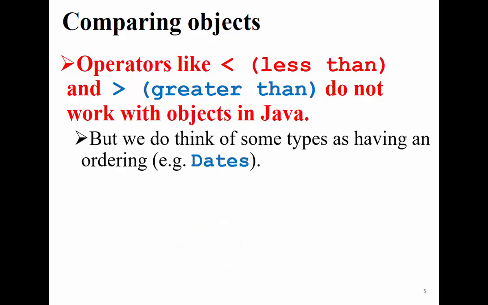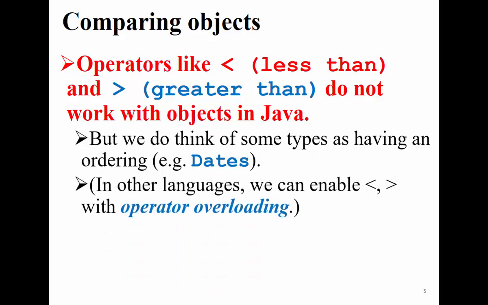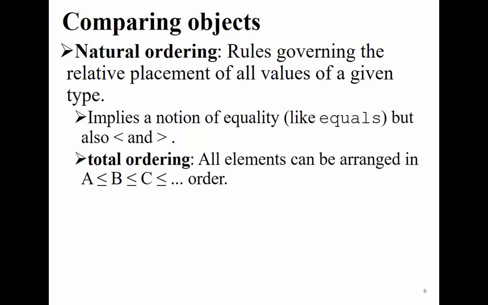Java. For example, if you have dates, you need to sort them, which one is coming before the other. Normally, greater than or less than is called operator overloading, like in C++ or C#. These are methods that you overload in your code to give them a specific behavior to handle the object that you are creating. A natural ordering is a rule governing the relative placement of objects, which one comes before the other.